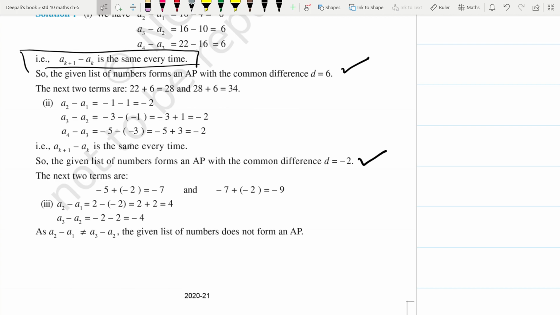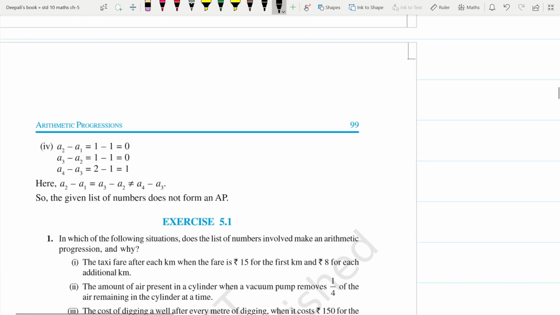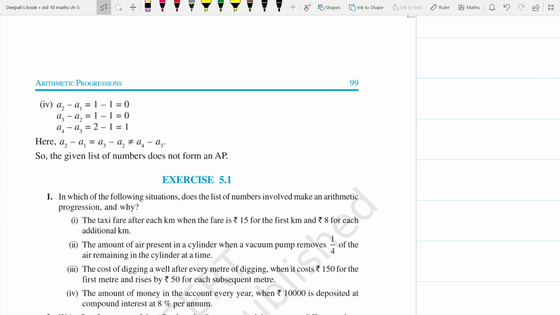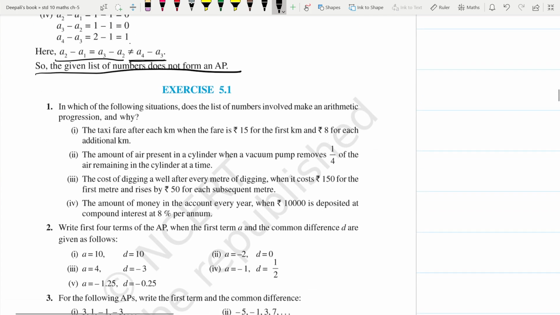Same way, for the third one, A2 minus A1 is 4, but A3 minus A2 is minus 4 and minus 9. Means A2 minus A1 is not equal to A3 minus A2. Therefore, it is not an AP. This is how we check whether it is an AP or not. For the fourth one, A2 minus A1 is equal to 1 minus 1, which is 0, A3 minus A2 is 0, A4 minus A3 is 1. Means the first is satisfying, but the last is not satisfying. This also is not an AP because the common difference should be the same.